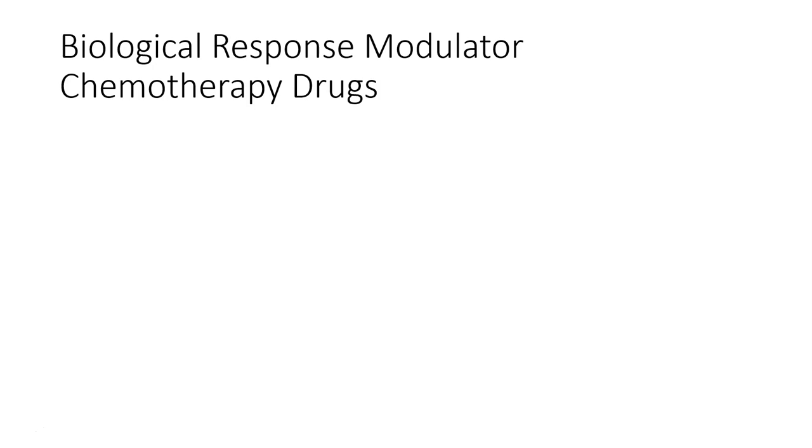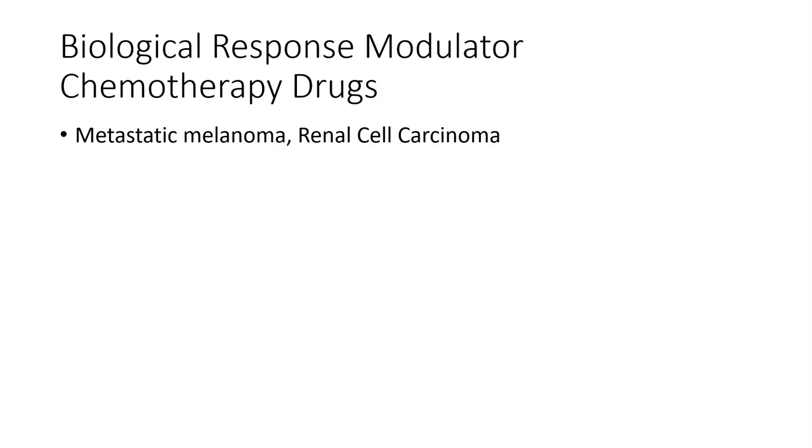So the types of cancers that we treat with biological response modulators include metastatic melanoma, which is a lethal form of skin cancer, as well as renal cell carcinoma, which is a cancer of the kidneys. And aldesleukin, which is known as Proleukin. This one is actually an interleukin drug.